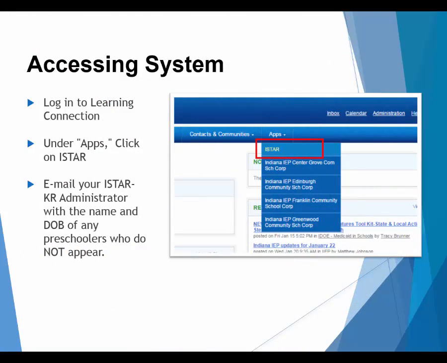When you've completed your paper assessment, you are ready to enter it into the system. First, log into Learning Connections. Under Apps, click on ISTAR. You may have a list of students already generated for you. If you're missing a student, email your ISTAR KR administrator with the name and date of birth. This is the only way they will show up on your list.